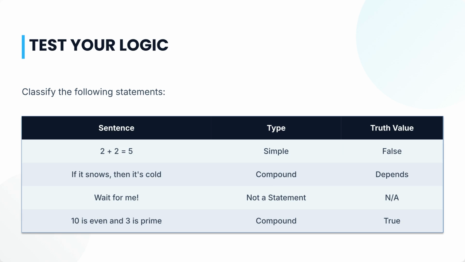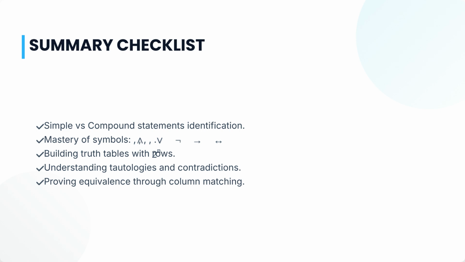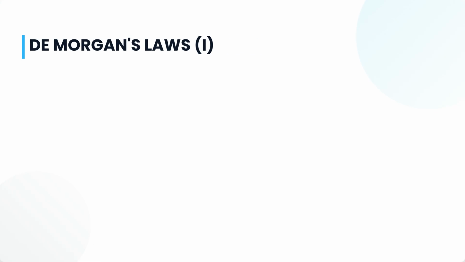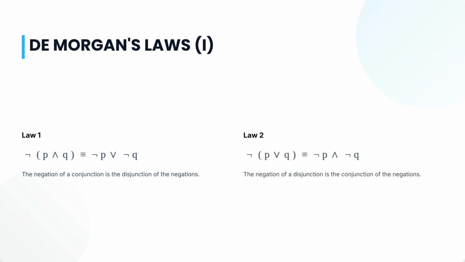To conclude this video, let's review some key exercises and summary points. Take a moment to practice classifying different statements and building truth tables based on the rules we have discussed. Use this checklist to ensure you have mastered simple and compound statements, logical symbols, truth table construction, tautologies, contradictions, and proof by equivalence. De Morgan's laws provide us with a systematic way to negate conjunctions and disjunctions.